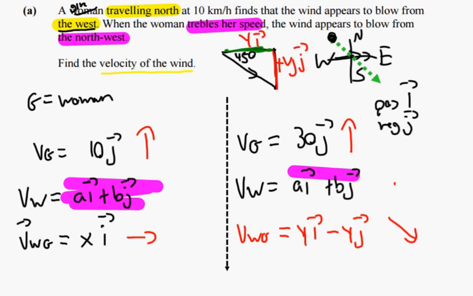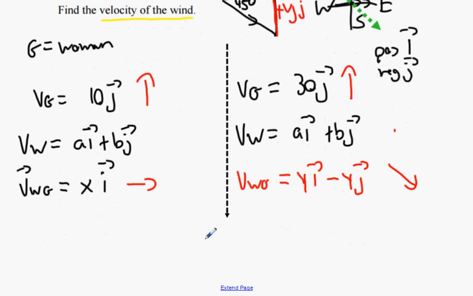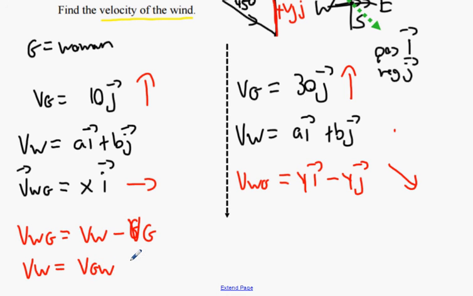Everybody alright with that? Now, what's happening next is we're going to find out what the velocity of the wind is in both cases. So, v_wg is what, guys? v_w minus v_g. Therefore, velocity of wind equals v_wg plus v_g. That works for both questions. Okay. Now that we've done that, what can we do next? Just put in our numbers and see what happens.